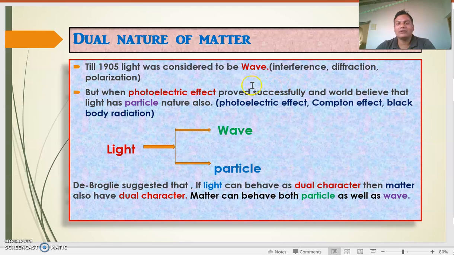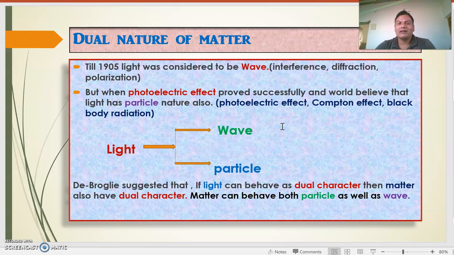So all these are based on the wave nature of light. But when the photoelectric effect was proved successfully, the world believed that light has a particle nature also. You also studied the photoelectric effect, I think in 12th or in BSc 1.